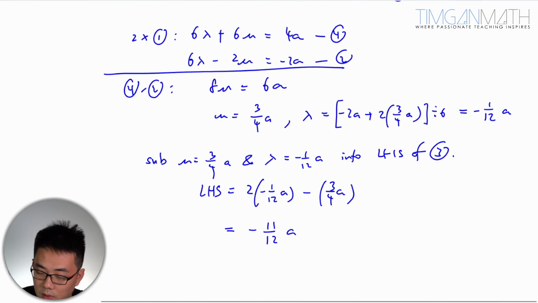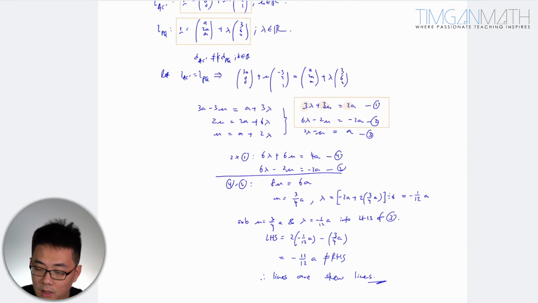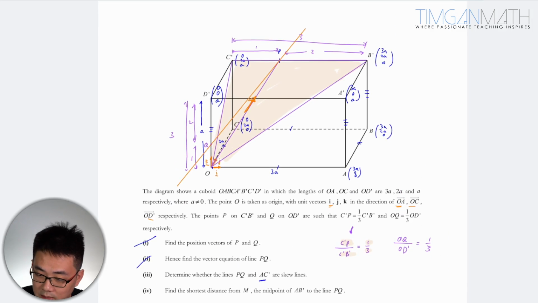Okay, so that is not equal to the right hand side. Hence the lines are skew. Okay, they are skew lines. That's about it. That's part 3. Meaning they don't intersect. They are actually slightly below. If you think about it, it's actually below it. It's not intersecting. That's how you do this question here.